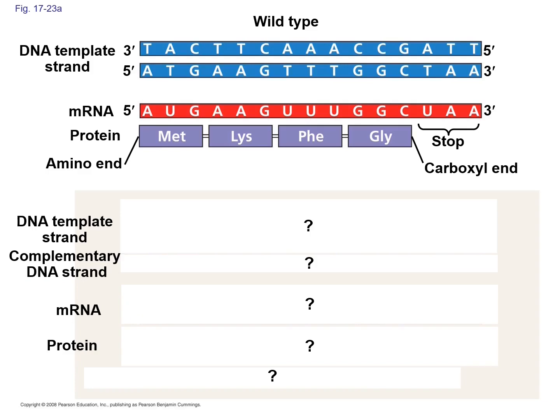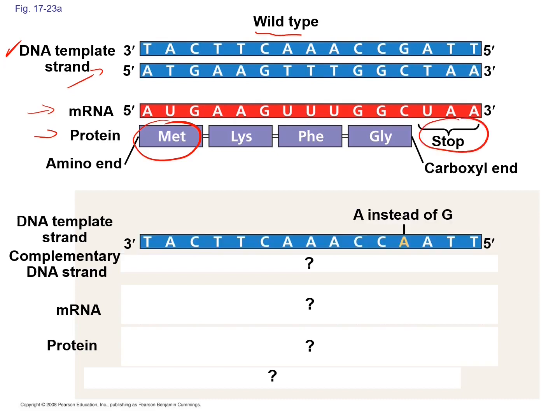Now we're going to do an example of a point mutation. Here's your wild type, your DNA template strand. Here will be your complementary strand, your messenger RNA, your protein. Here you have your initial amino acid, and here your stop codon. I want you to see what happened if you replace a G with an A. You're going to change this one and this one, and you will see what happened here. So we'll stop the video and you can find the answer.